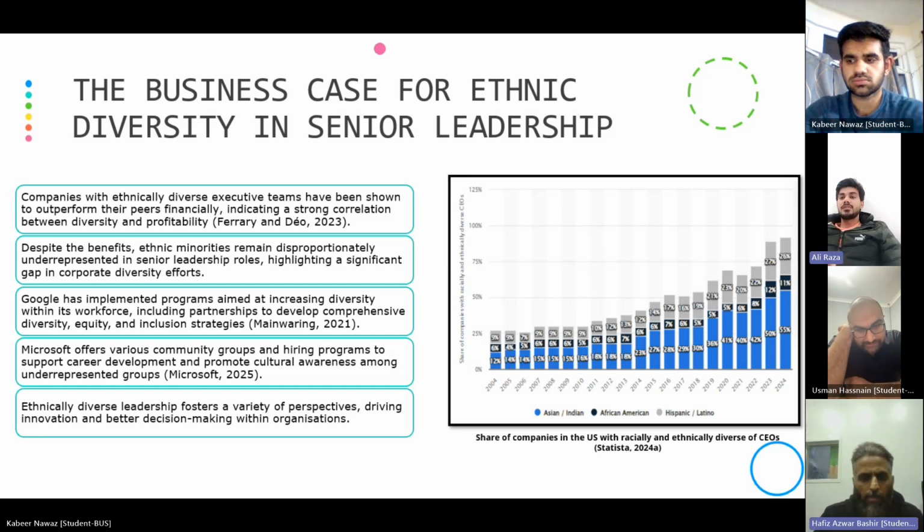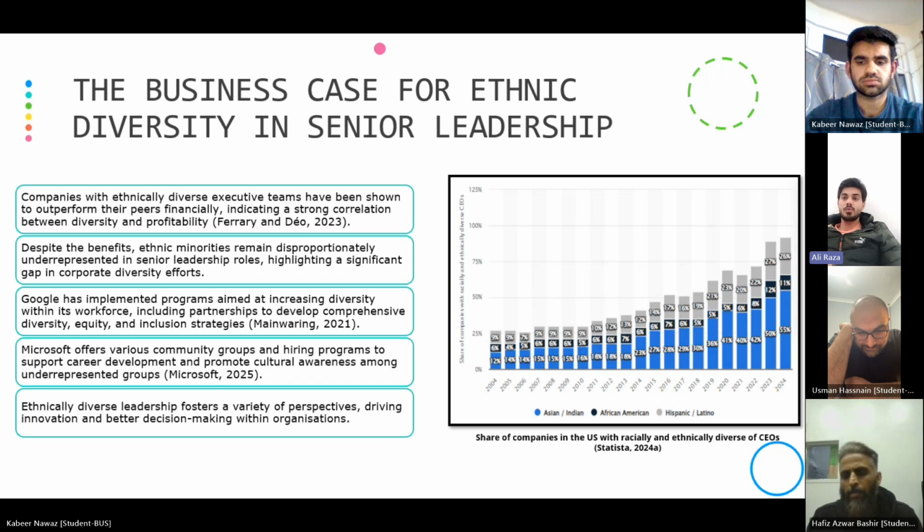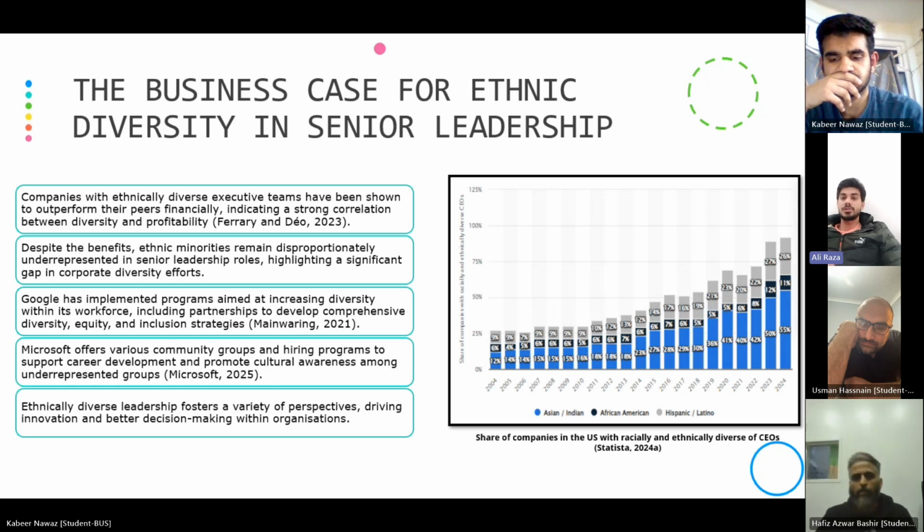Thank you. The business case for ethnic diversity in senior leadership. This slide explores how ethnic diversity in leadership can bring significant advantages to organizations while also highlighting existing challenges. Research shows that companies with ethnically diverse executive teams often achieve stronger financial performance. This is not just about representation, it's about the tangible business value diversity brings, such as improved profitability and broader market reach. However, despite this clear advantage, many companies still struggle with underrepresentation of ethnic minorities in senior roles. This gap points to ongoing systemic barriers and the need for more deliberate action to ensure equal opportunity for advancement.